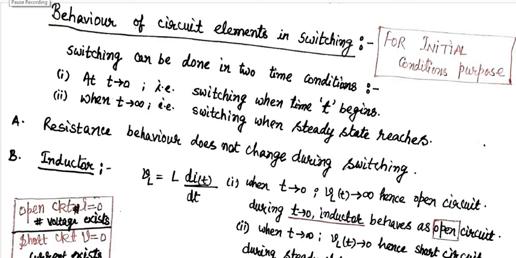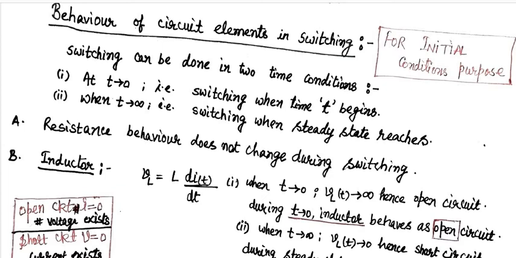Hi, welcome back. In our earlier lecture, we discussed that the transient circuit can be analyzed by two methods. The first is the classical differential equation approach, and the second is the Laplace transform approach. Whichever approach we use, we have to understand the behavior of the circuit element during the event of switching, because this behavior is important to find the initial current as well as voltage of the circuit element. So in this lecture, we will discuss the behavior of circuit elements in switching.